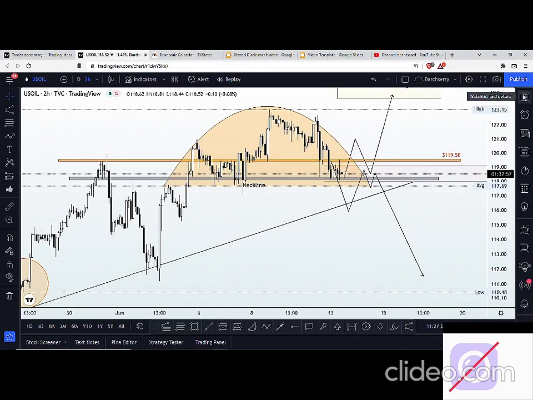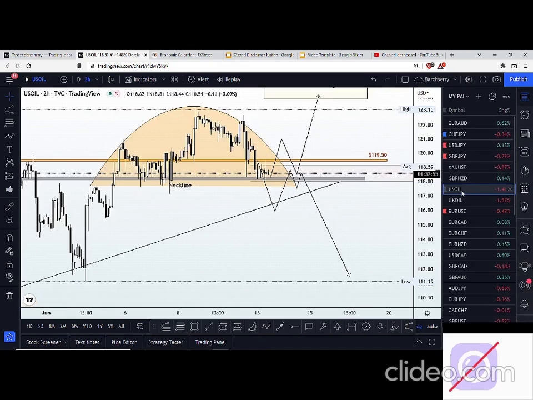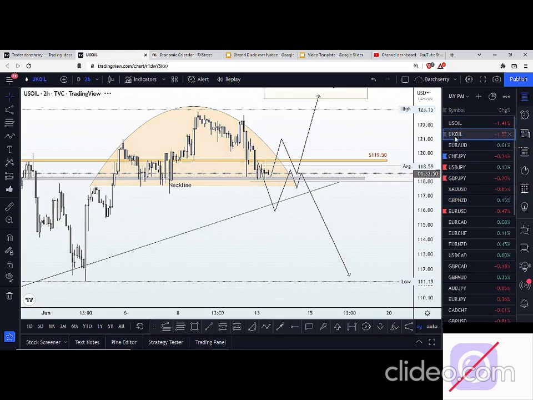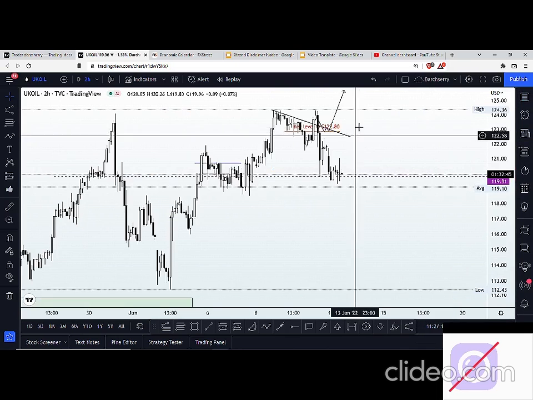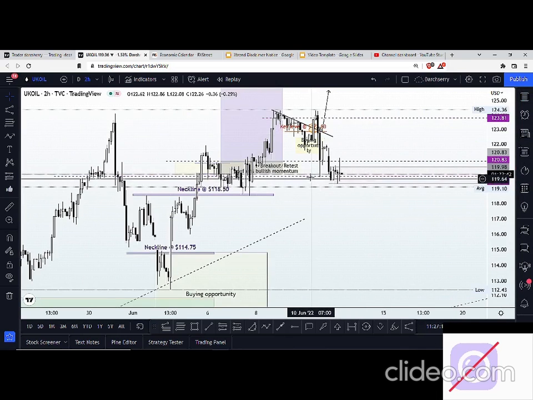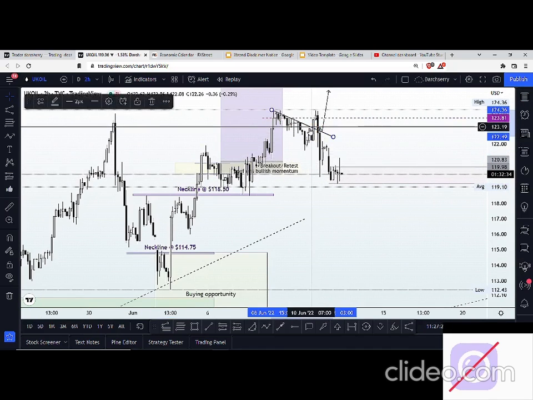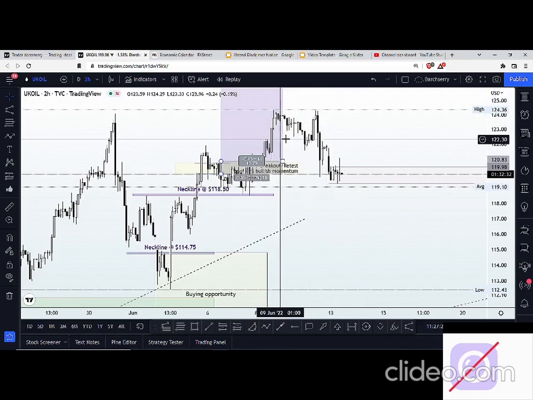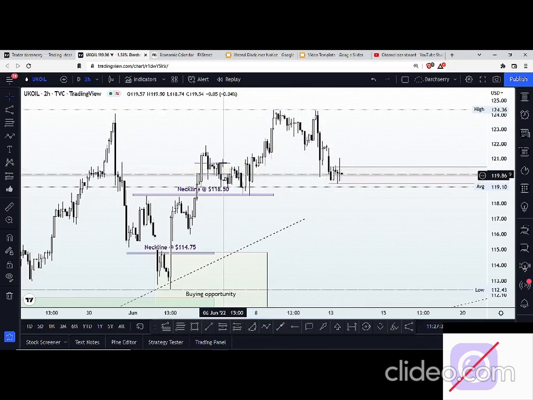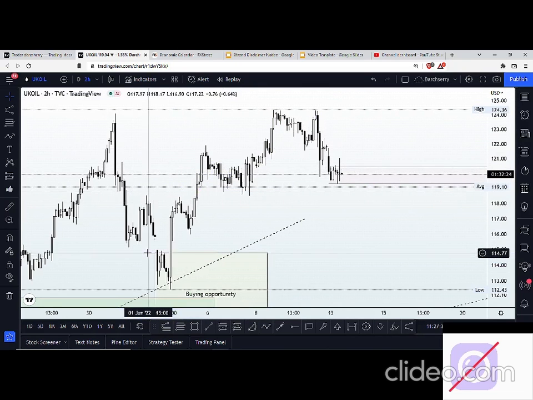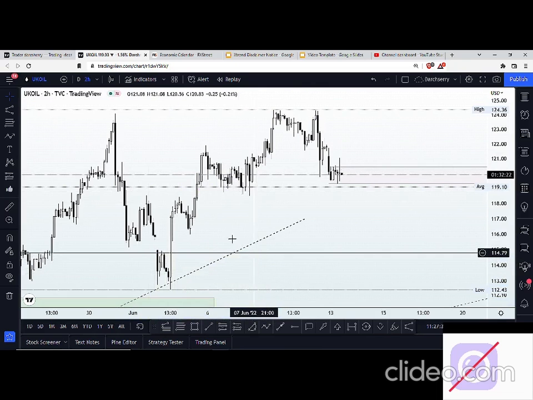So, let's go on to the UK oil and let's see what structure is giving us here. On the UK oil, hold on a second. We have a similar scenario here on the UK oil as well. So we want to have a clean chart. So give me a moment to delete all this so that we have something clean to work with as we head into the New York session.